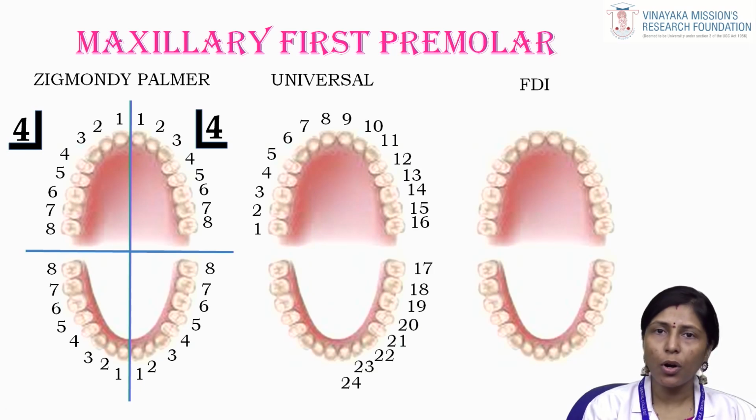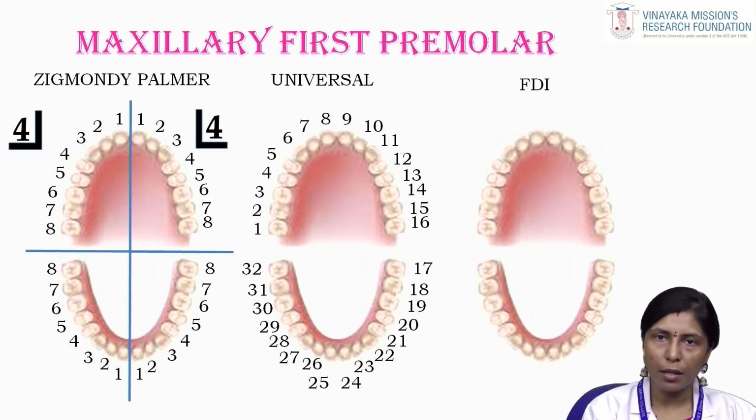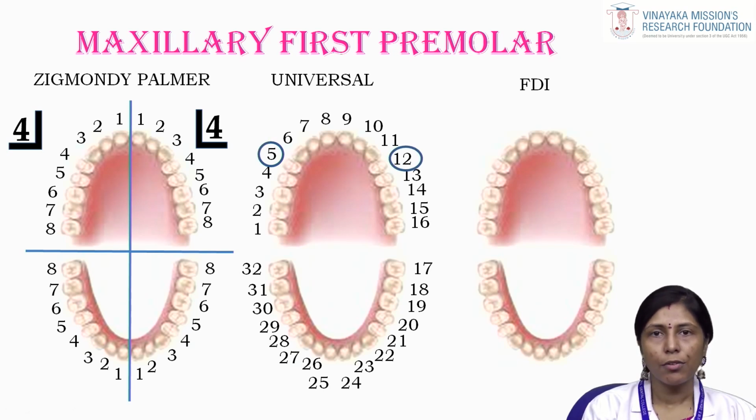17 is for mandibular left third molar. 24 is going to be left mandibular central incisor, and from 25 to 32, that's how the universal numbering system is done for a permanent dentition. So if you can see, for maxillary right first premolar it is 5, for maxillary left first premolar the number is 12.